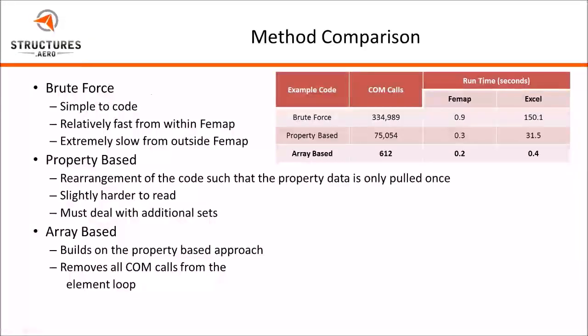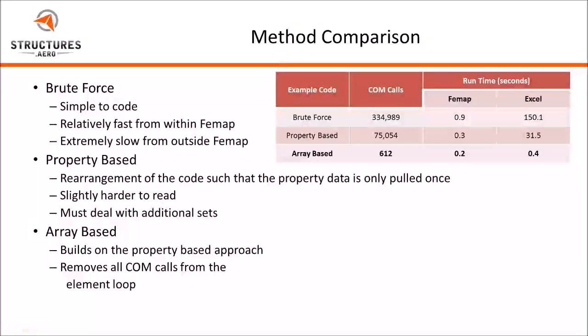So if we look at a comparison of the methods we looked at here, the brute force is simple to code. It's still relatively fast inside of Femap because there's no overhead, but outside of Femap, whether you're in Excel, VBA, Python, anything that's going over COM, extremely slow. The overhead in COM is going to kill you.